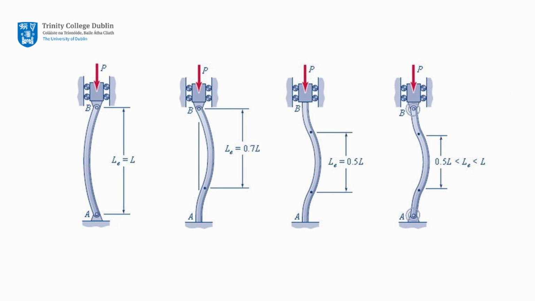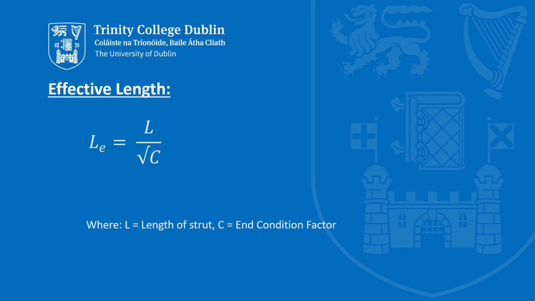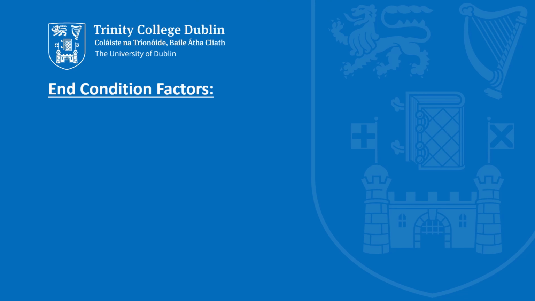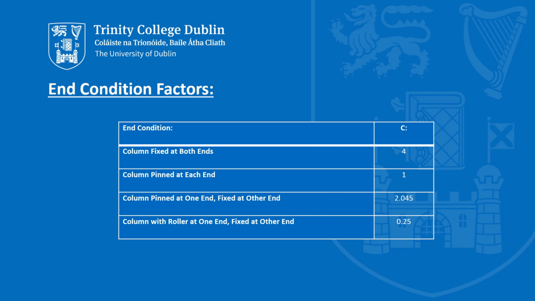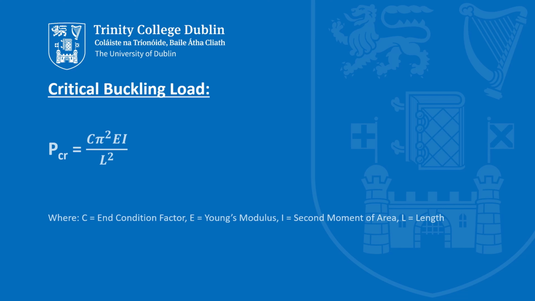The effective length of a strut is the distance between successive inflection points of the buckle shape. It is defined as follows. C is the end condition factor and depends upon the support conditions. Possible values are as illustrated here. The minimum load that will cause buckling, known as the critical buckling load, depends upon the geometrical and mechanical properties of the strut. It is defined as follows.